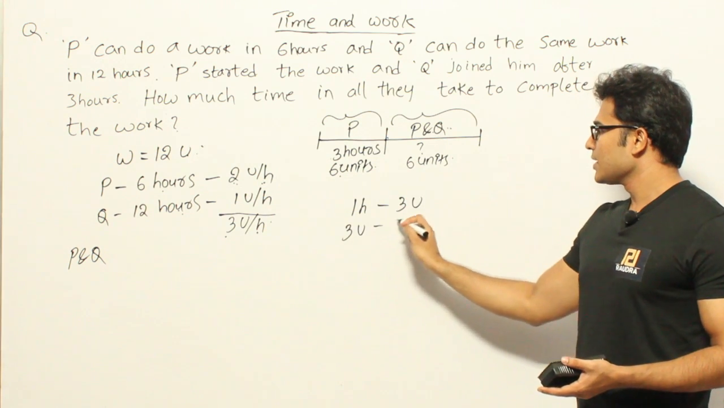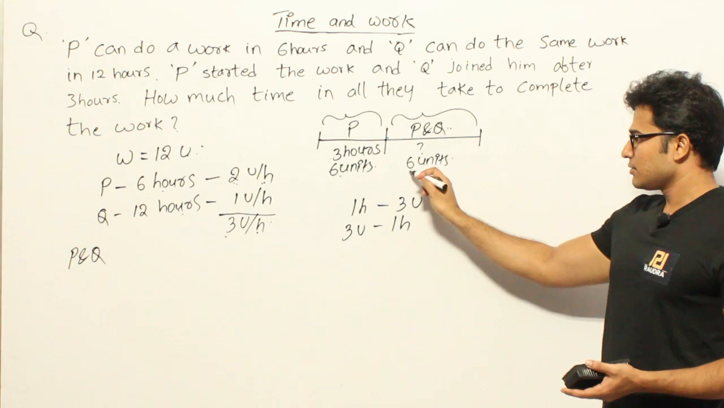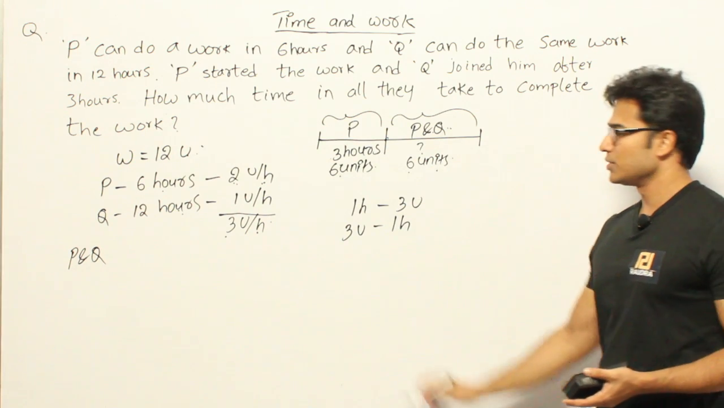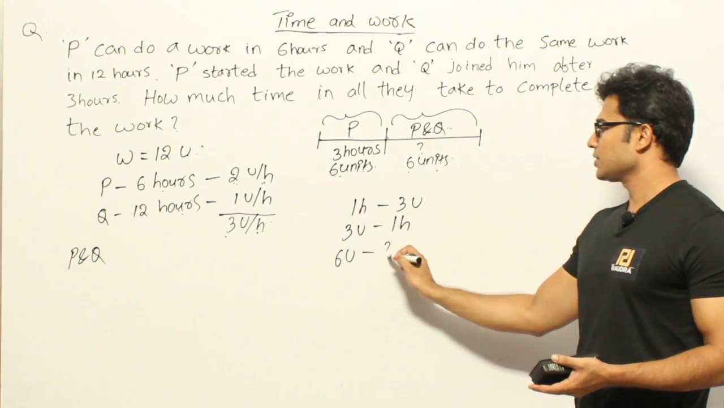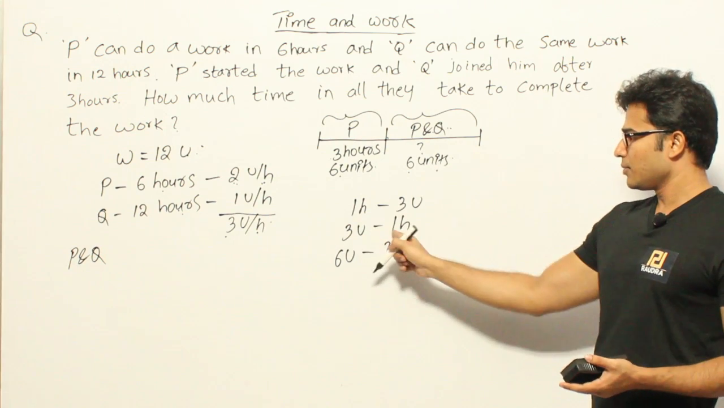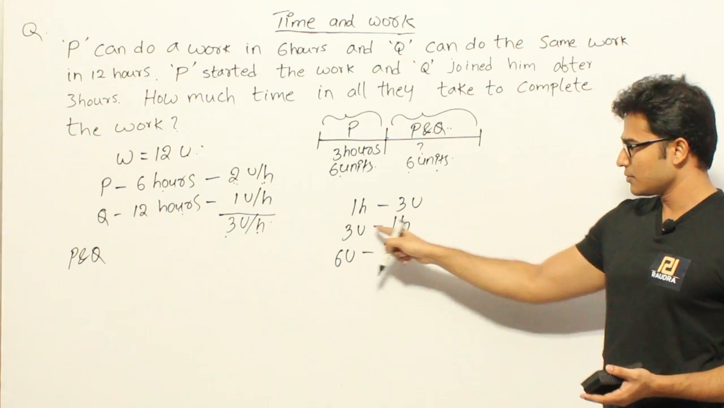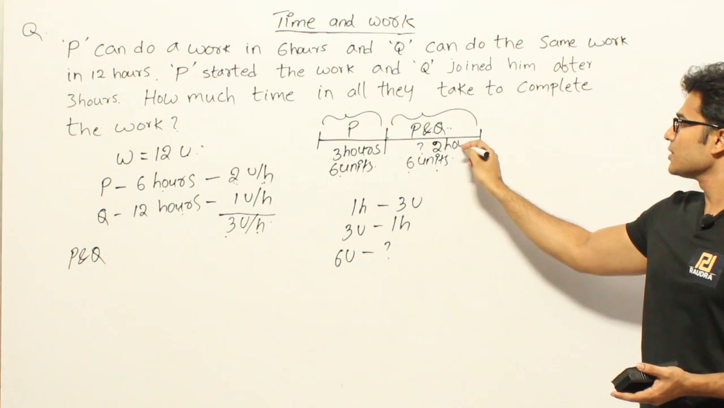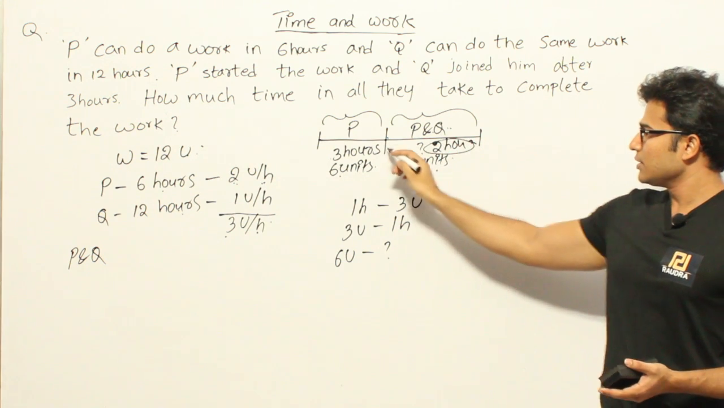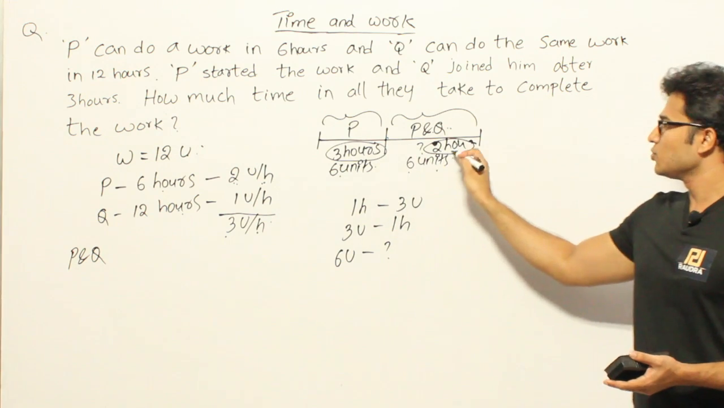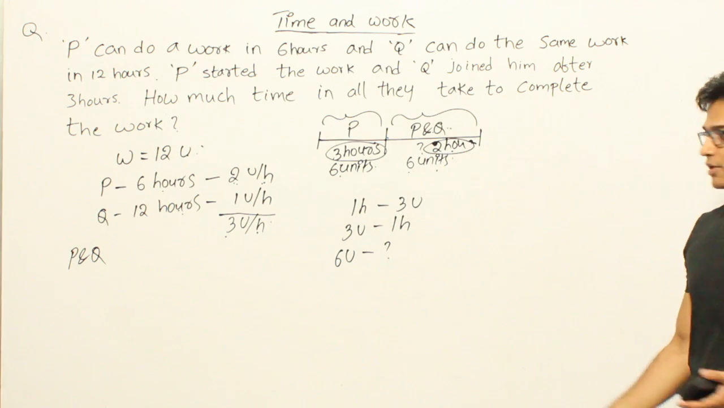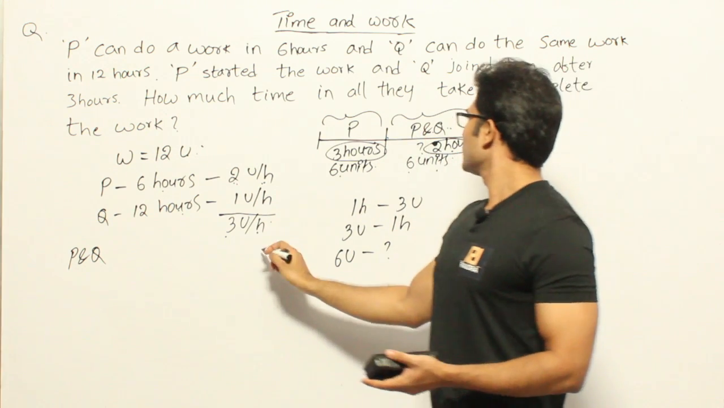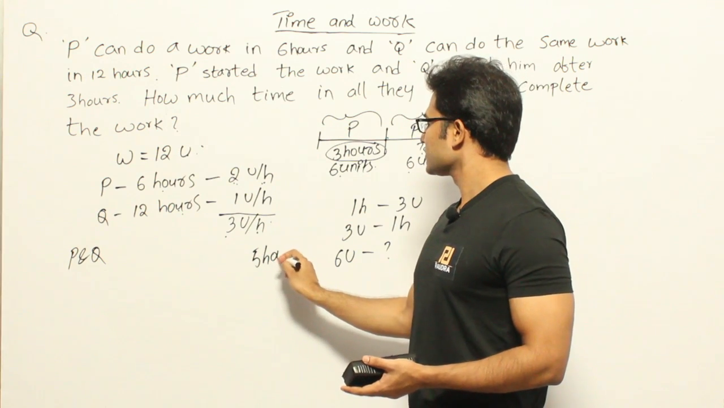Now the question is, how much time does it take for them to finish 6 units? Therefore 6 units, how much time? That is the question. Now multiply both sides with 2. Therefore 6 units can be done in 2 hours. So the time required here is 2 hours. Initially 3 hours is spent and next 2 hours is spent. The total amount of time required to finish this project is 3 plus 2, which means 5 hours.